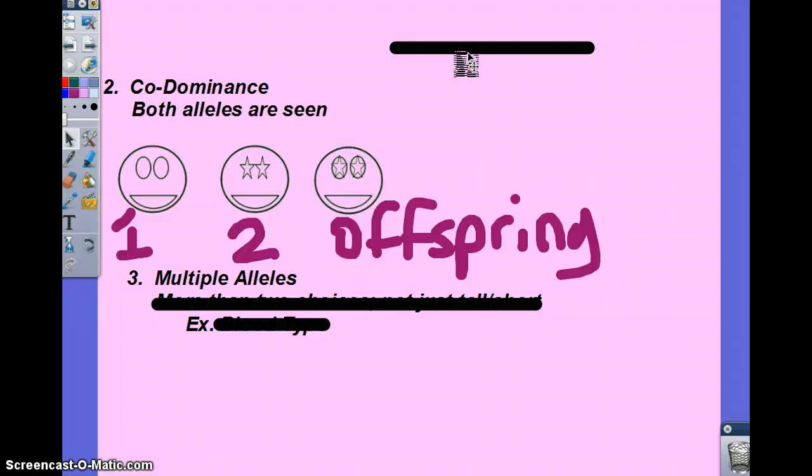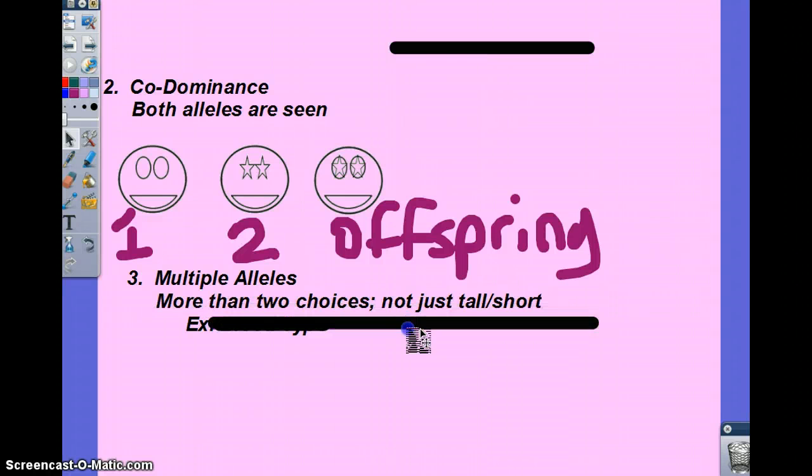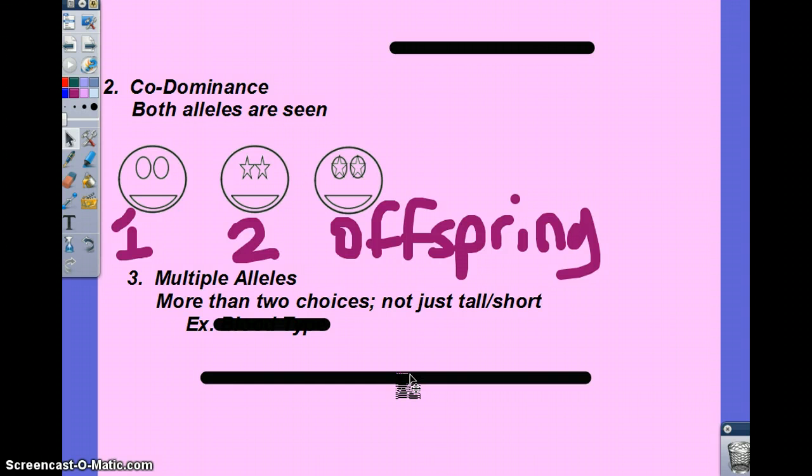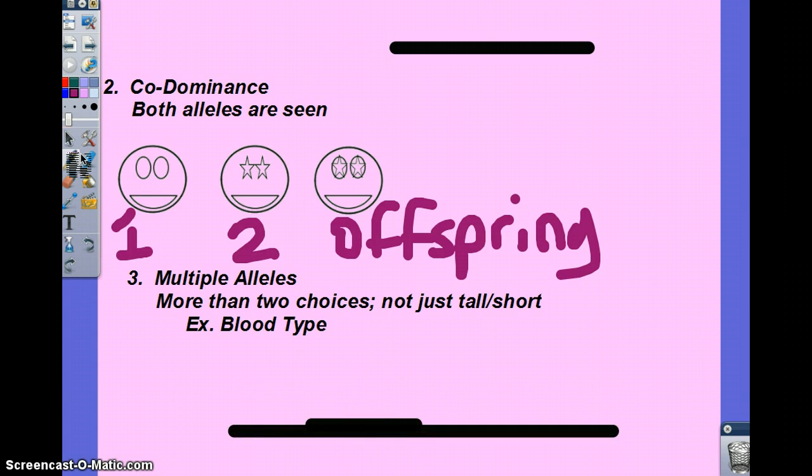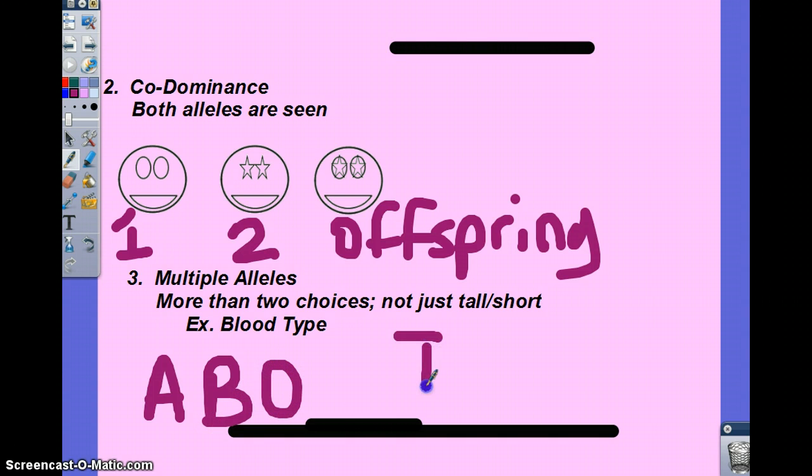Alright, then you have multiple alleles. Up until now, we've been looking at traits where pairs of alleles are responsible for the trait. And that is the case for almost all types of traits. But some have more than 2 choices. An example of that is blood type. How many different alleles are responsible for blood type? You can tell me. 3. What are they? A, B, and O. Correct.